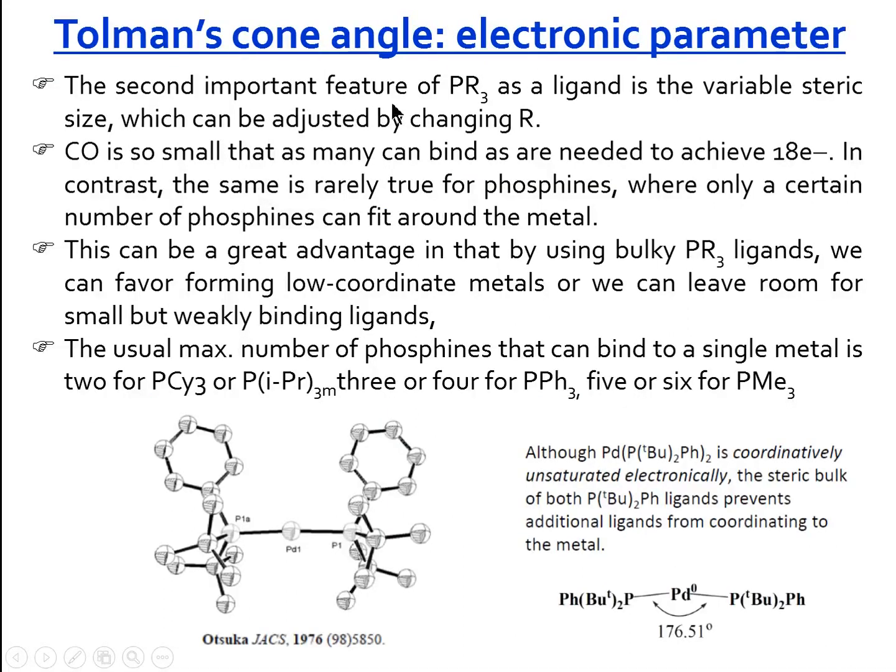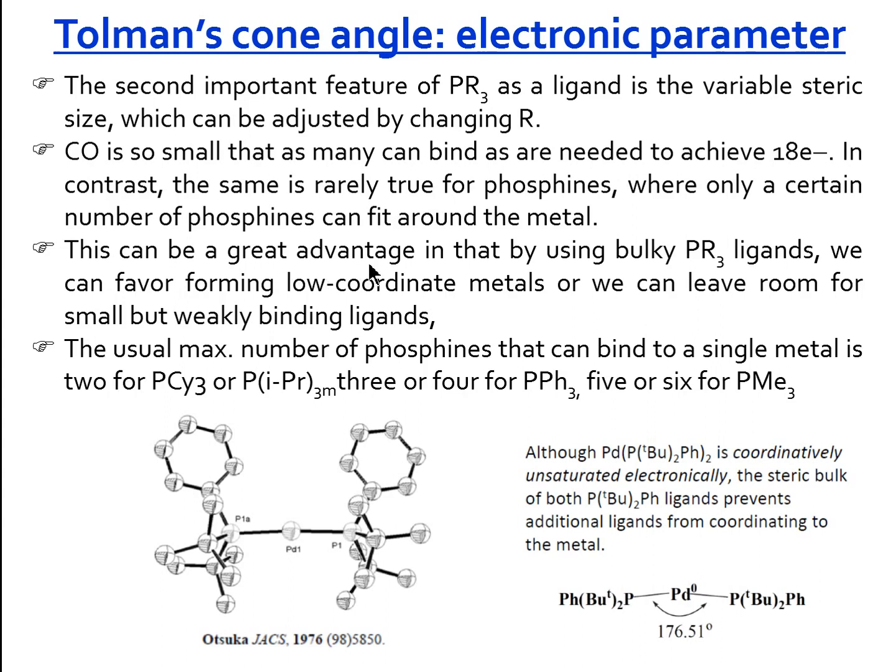The second important feature of phosphine as a ligand is, as we said, the variable steric size, which can be adjusted by changing the R groups. CO is so small that as many can bind as are needed to achieve 8 electrons. And we saw, for example, for some complexes, we have 7 carbonyl ligands around. In contrast, the same is rarely true for phosphine, where only a certain number of phosphines can fit around the metal.